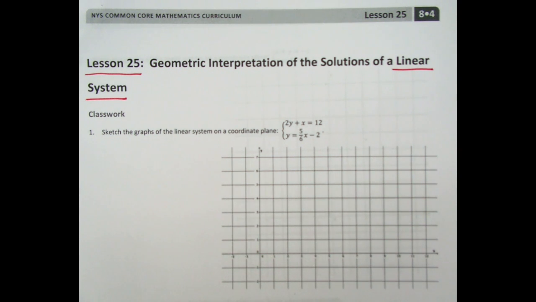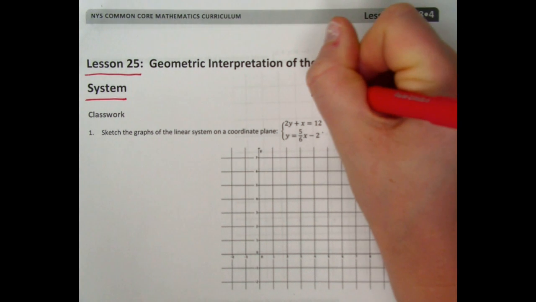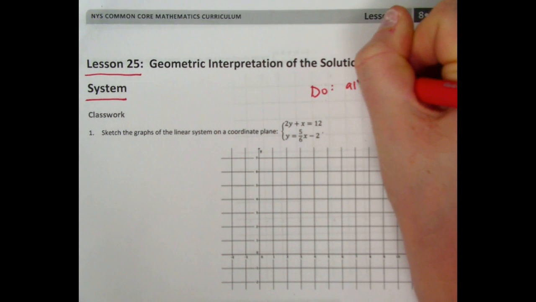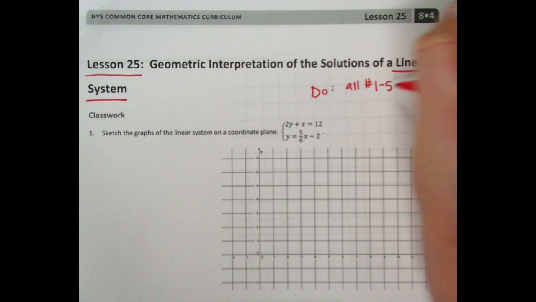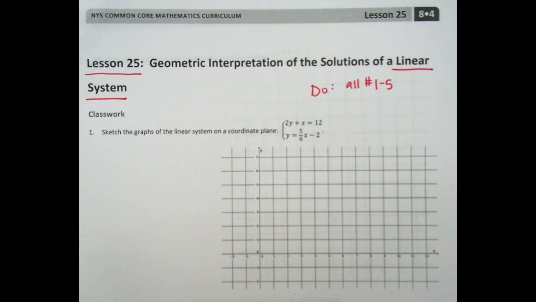All of the things that we're going to do in this lesson you have done before. This time we're just putting different skills together. There are a total of 5 problems, and you are doing all 5. On this video we'll walk through 1, 2, and 3.